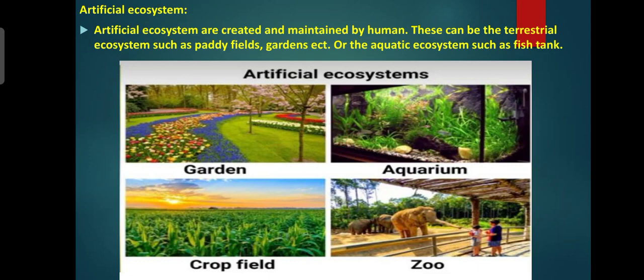These can be terrestrial, land ecosystems such as paddy field, garden, etc. or the aquatic ecosystem such as fish tank, aquarium. Aquarium is a place in which fish and other water creatures and plants are maintained. An aquarium can be a small tank or a large building with one or more large.